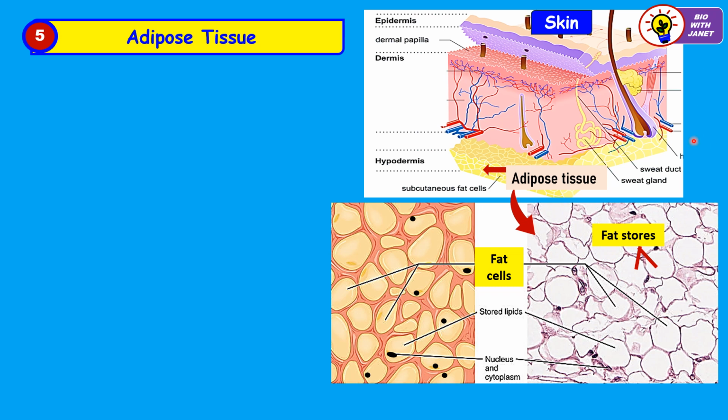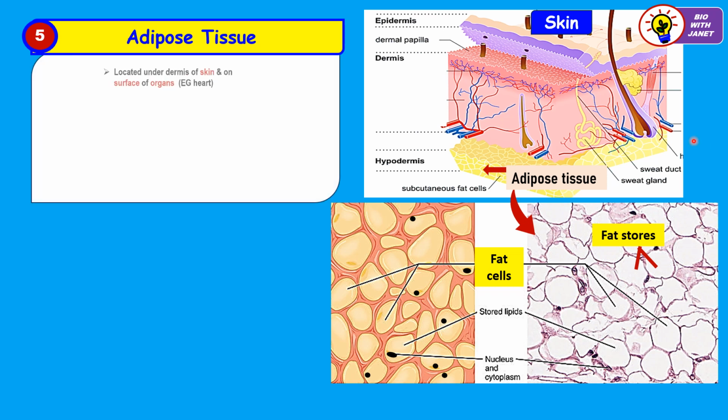Come to adipose tissue. It's located under the dermis of the skin and on the surface of organs. Let's look at this picture of the layers of the skin. The upper few layers comprise the epidermis, and below the epidermis is the dermis. Then below the dermis is the hypodermis. Hypo means underneath. Hypodermis is where the adipose tissue is found, this yellow layer here.